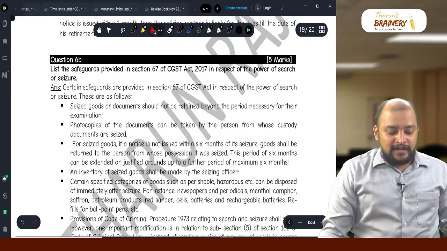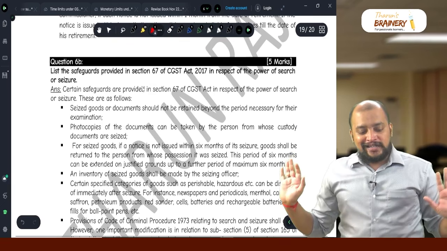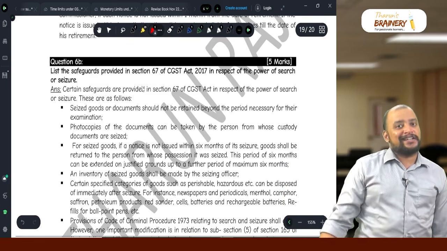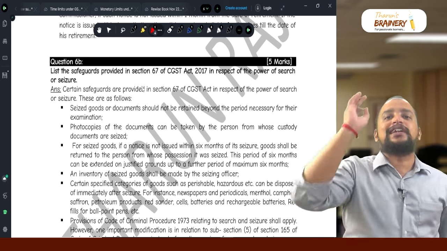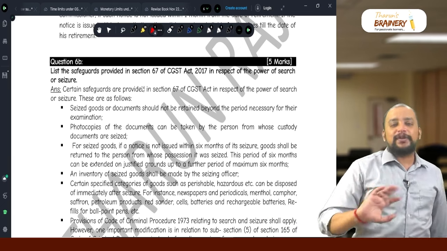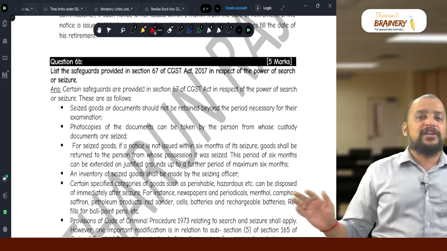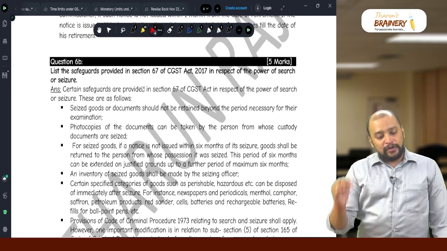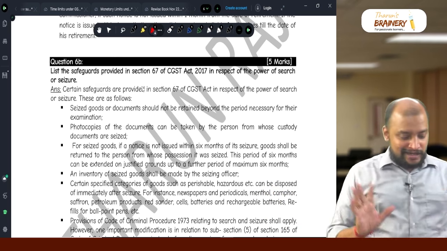Then 6B, list the safeguards provided in section 67 in respect of power of search and seizure. This question only a student who attended the regular batch would have written. Because in fast track or revision, no faculty will cover this. So only a student who has attended the regular batch can write this.